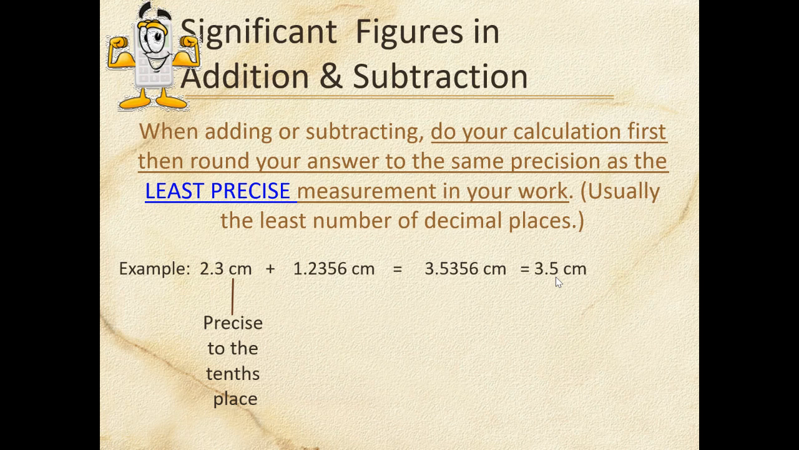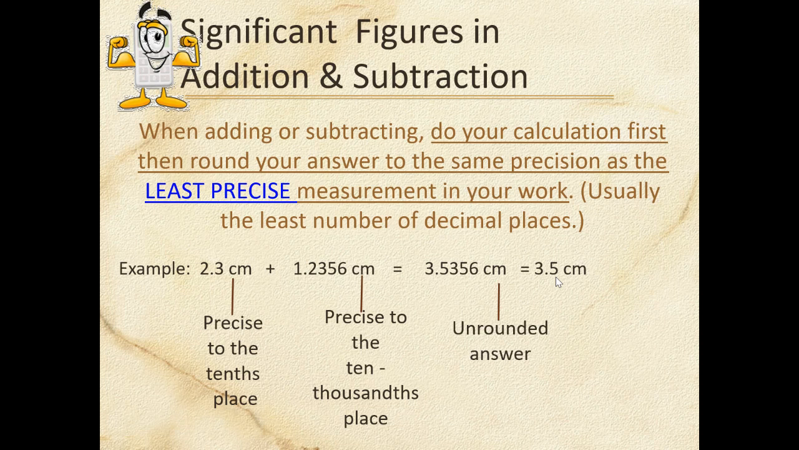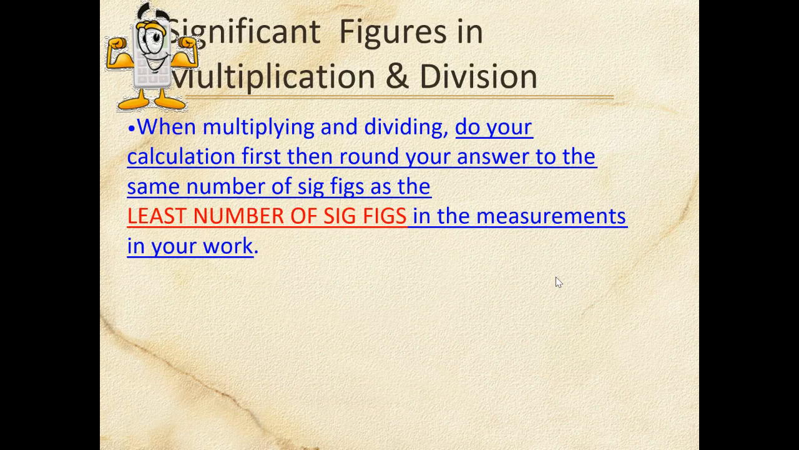So we would do it precise to the 2.3, or to the 10th place, and the other one is precise to the 10,000th place. We leave our unrounded answer, and then we correct the answer to a rounded, to the least precise measurement. When we multiply and divide, we again do the calculation first, then we round the answer to the same number of sig figs as the least number of sig figs in the measurement in the work.